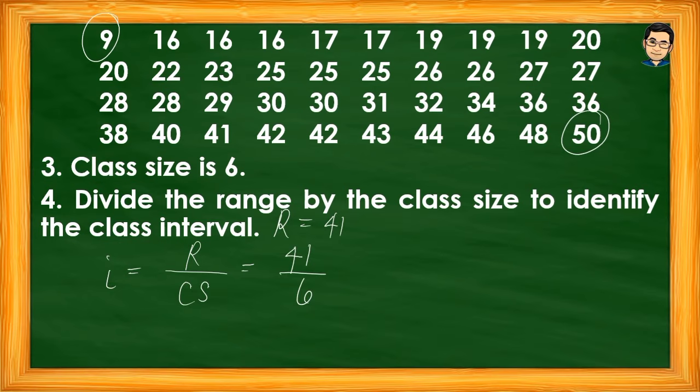So, kapag dinivide natin yung 41 sa 6, yung makukuha nating quotient is 6.83. So, yung 3 dyan, repeating siya. So, kapag ni-round off natin yan, magiging 7 na. So, therefore, the class interval is 7.